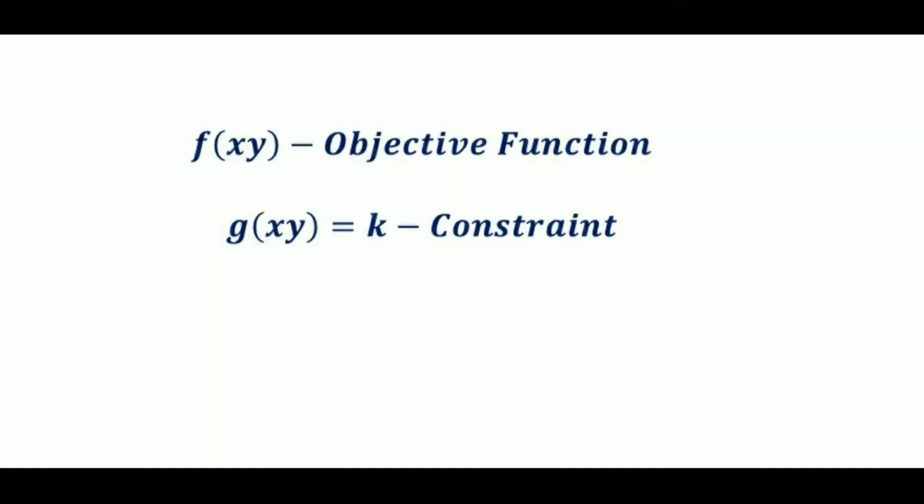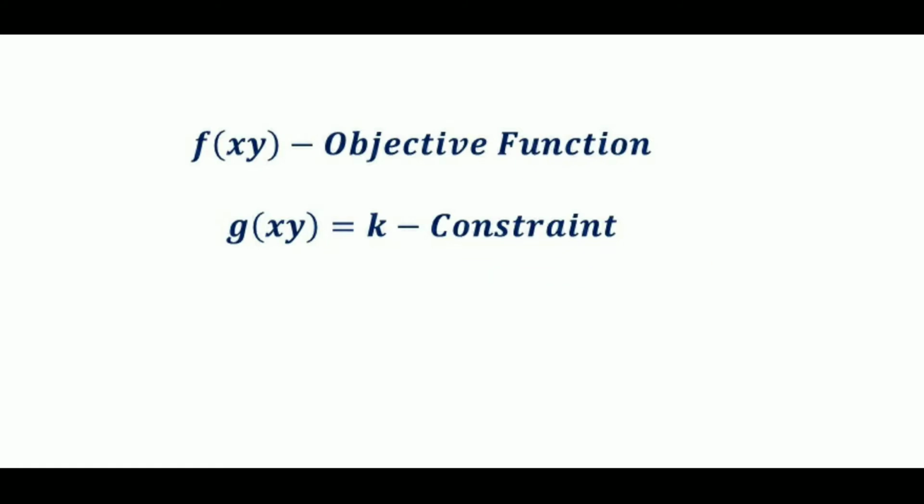Now we are going to maximize or minimize a function, that is, optimize a function subject to a given constraint. So we have a given function which is a function of x and y, subject to a constraint which is also a function of x and y, g(x, y) equal to k, where k is a constant.